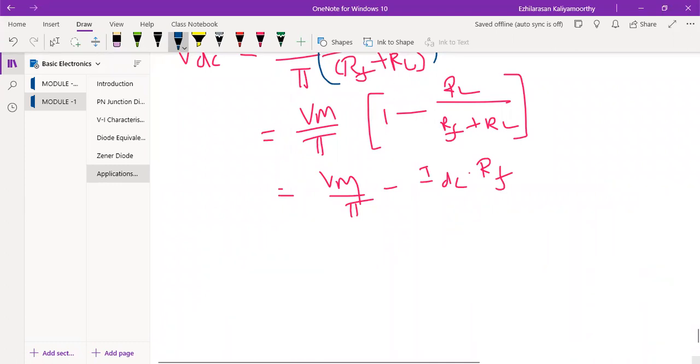There is no need to worry about that. In the examination, you can just write the percentage of regulation as VNL, that is no load, minus VL, divided by VL into 100.